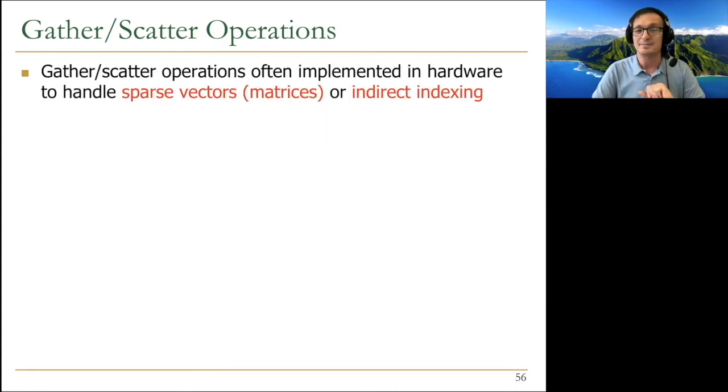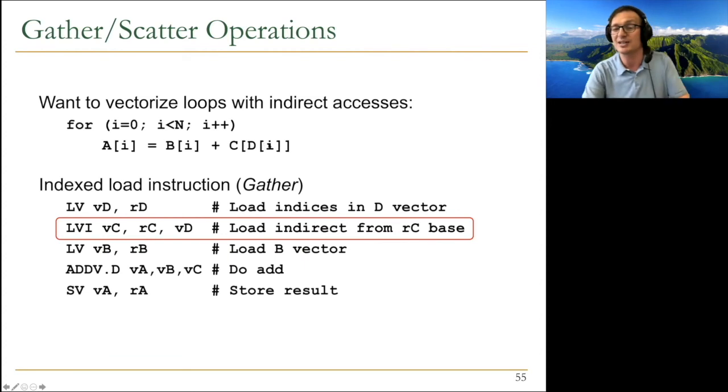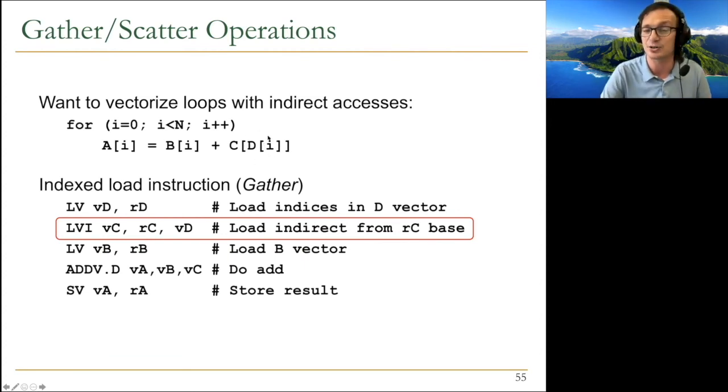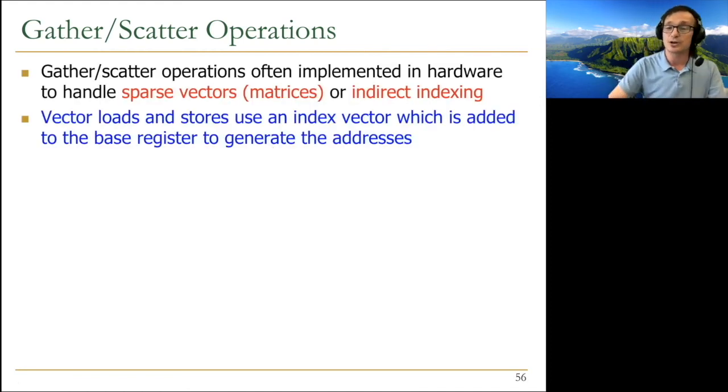So let's take a look at that. Gather scatter operations are often implemented in hardware to handle sparse vectors or sparse matrices or indirect indexing, like what we see. This could be a way of dealing with sparse vectors: you figure out which elements of the vectors are zeros and do not include those indices in the D vector. Vector loads and stores use an index vector, which is added to the base register to generate the addresses.